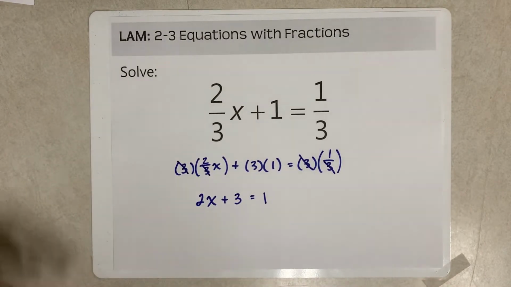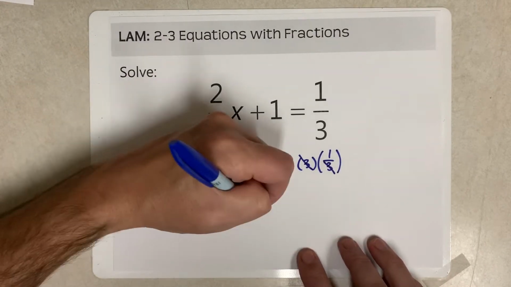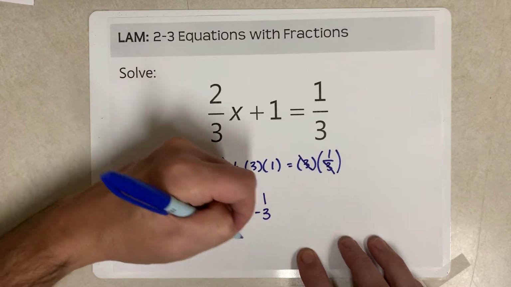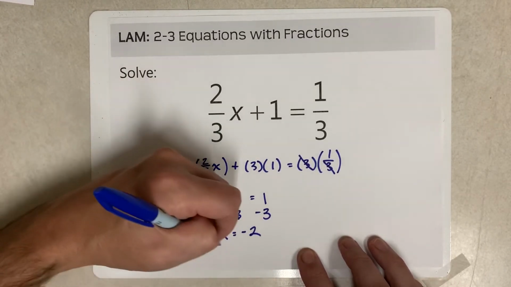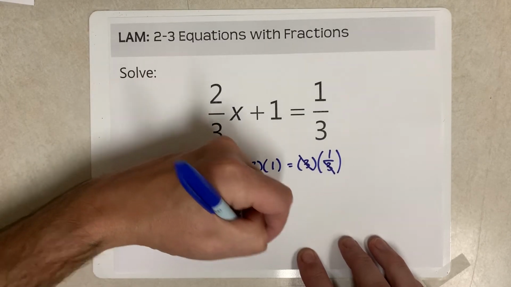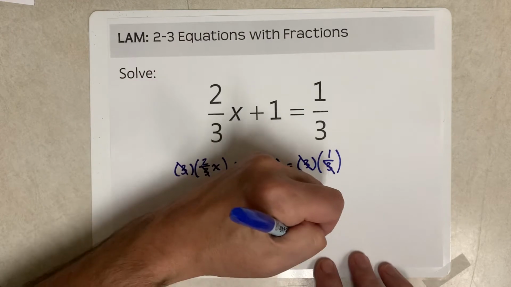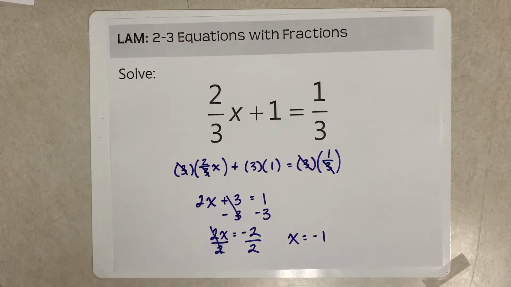So that's a two-step equation. Subtract 3, bring down my 2x equals -2, divide by 2, and it looks like x is going to be equal to -1 right there. So x equals -1, and we are done with that one.